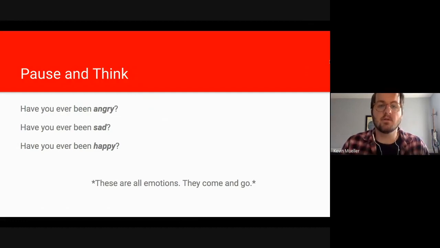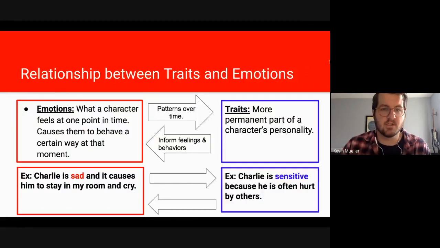These are all emotions that we feel. Emotions that come and go. They're not permanent fixtures within us. I get angry, I get sad, I get happy, but I'm never any one of those emotions at all times. So when you think of emotions, think of them as something fluid, something that comes and goes, as opposed to traits, which are more permanent fixtures.